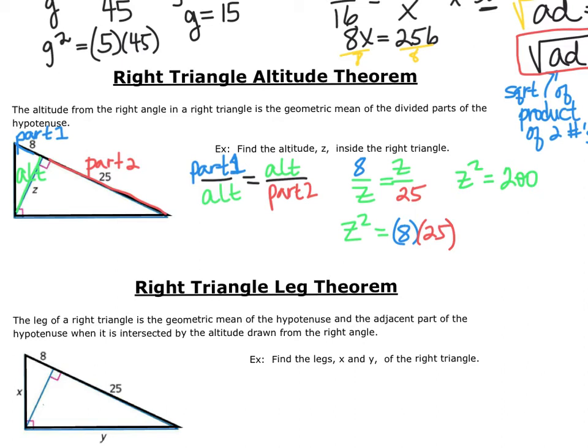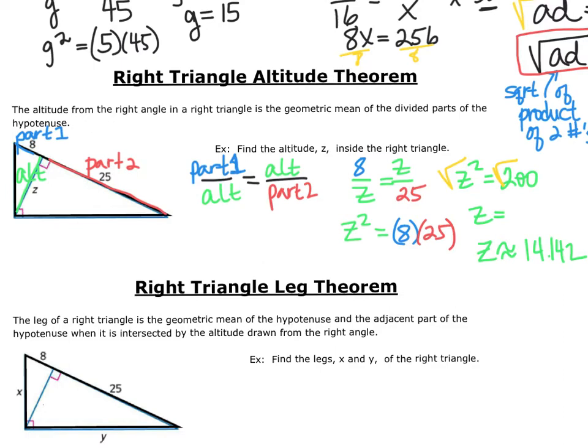So we take the square root of both sides of our equation to solve for z. And z equals, well, it's not a perfect square, so it's approximately 14.142. So going to the calculator, square root of 200 gives 14.1421, okay? But I want you guys to simplify the radical.